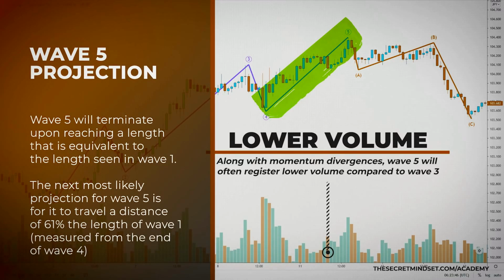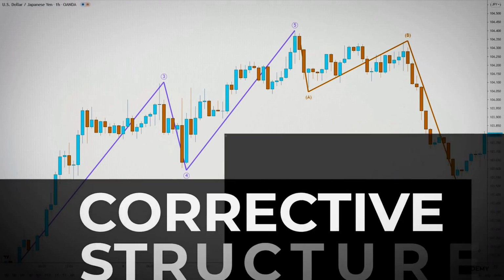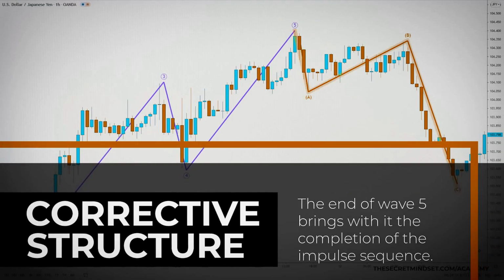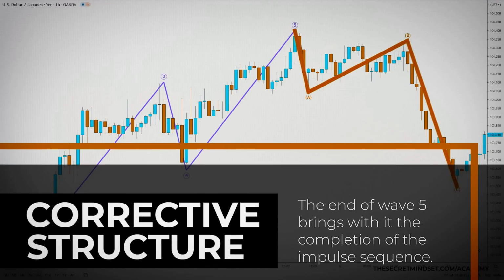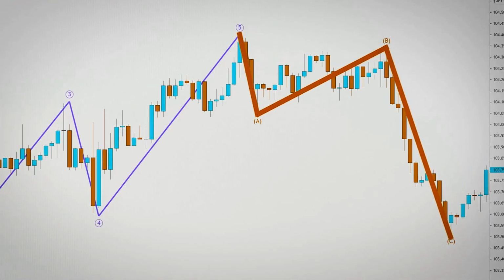The next most likely projection for wave 5 is for it to travel a distance of 61% the length of wave 1. Both of these projections for wave 5 are measured from the end of wave 4. The end of wave 5 brings with it the completion of the impulse sequence. More specifically, the impulse sequence consists of waves 1 through 5, and thus, at the end of wave 5, we can expect a corrective structure to follow, which will often be a three-wave pattern, waves A, B, and C.